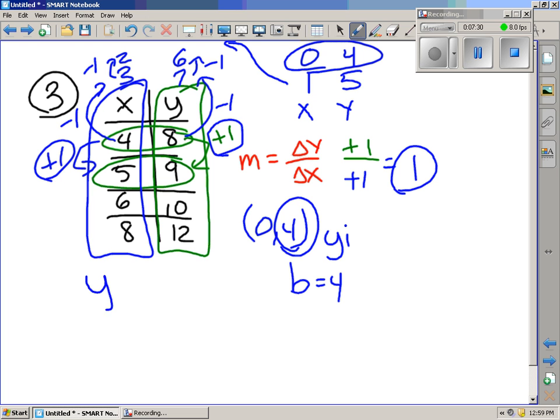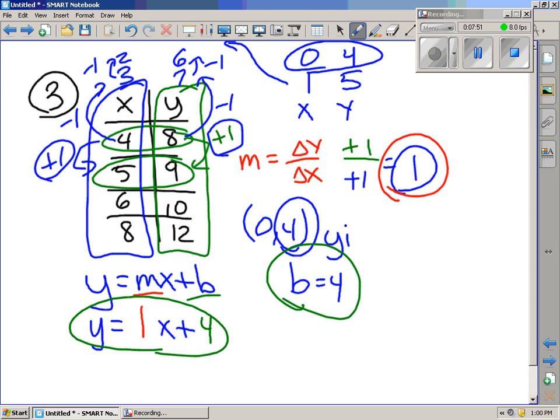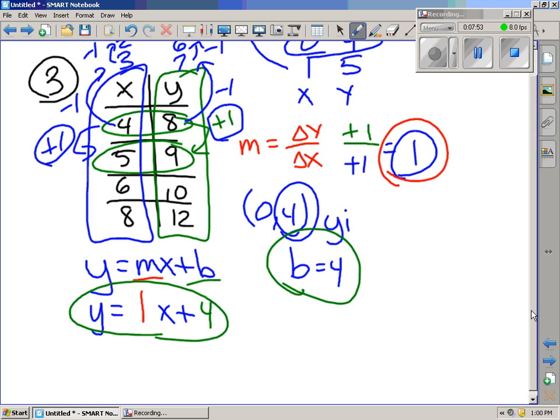So we're going to fill in our equation, y equals mx plus b. You can always write down y equals x plus some number, and then you can fill in, instead of m, we put in 1. So we replaced m with 1. And then instead of b, you plug in 4. So your equation is y equals 1x plus 4.